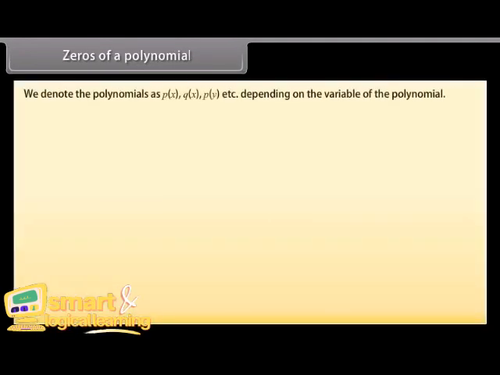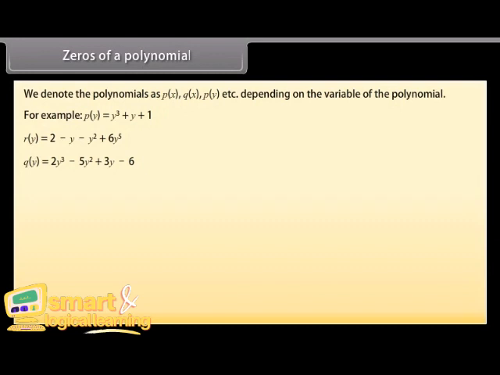Zeros of polynomial. We denote the polynomials as p(x), q(x), p(y), etc., depending on the variable of the polynomial. For example, p(y) is equal to y cube plus y plus 1. r(y) is equal to 2 minus y square plus 6y raised to the power 5.